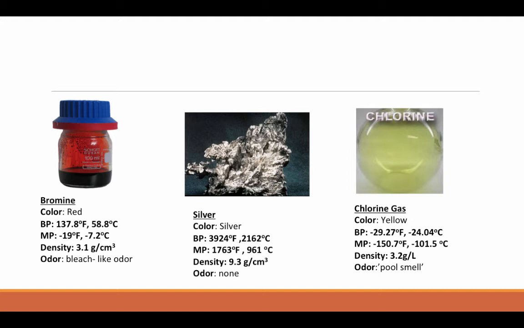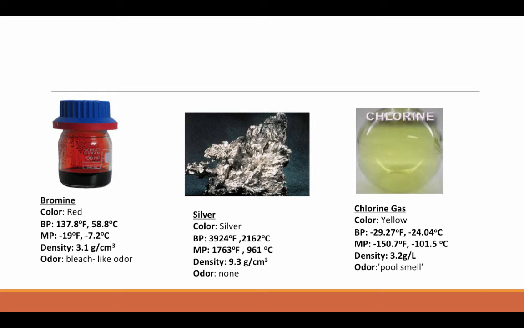If you take an ice cube out of the fridge and leave it on the counter at room temperature, it's going to melt. That's what melting point means. So if I have solid bromine at negative 20 degrees Fahrenheit, it would be solid. Once it reaches negative 19 degrees Fahrenheit, it's going to start to transform into a liquid. It has a pretty low density at 3.1. And bromine has a funky smell, a bleach-like odor to it. It's a very noxious gas.